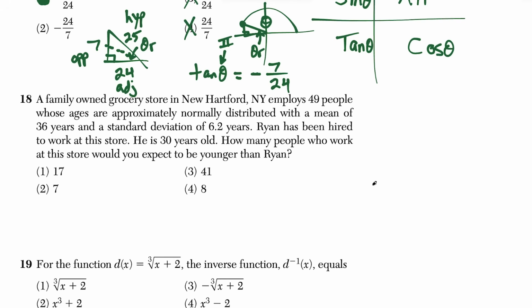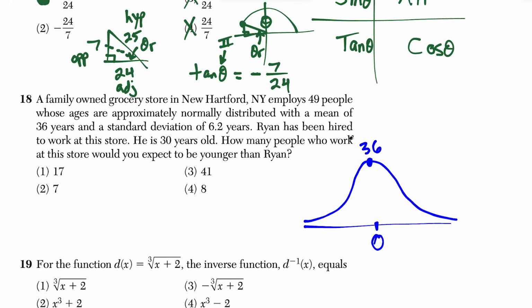So for this one here, we can just use the calculator, but if you want to understand the concept of what's going on, we have a normal curve here, the bell-shaped curve. At the top of the curve is the mean, so the average here is 36, and the average is 0 standard deviations away from the average because the average is at the average. And then they're telling us the standard deviation is 6.2.